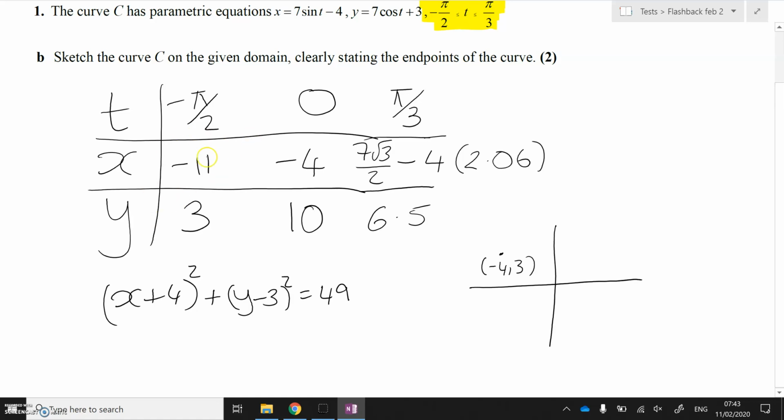We can see that our first point is minus 11, 3, which is going to be over here somewhere. Our next point is minus 4, 10. I've got it up here. And our last point was roughly 2.06, 6.5. So say over here. And we can now sketch our circle, or part of our circle.